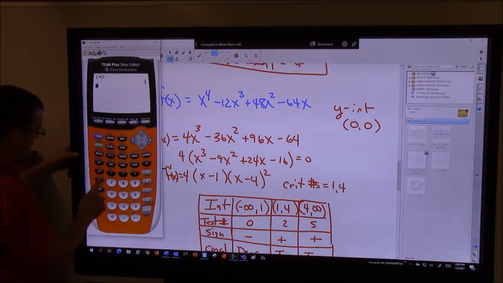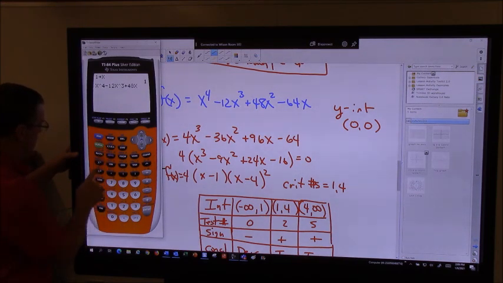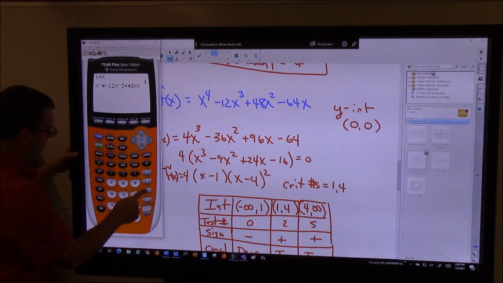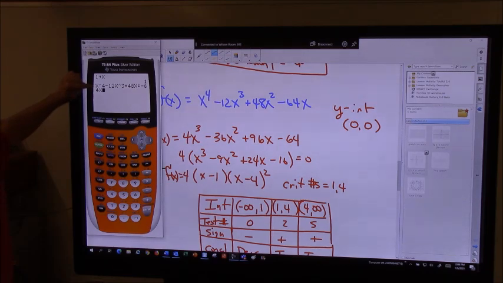My equation is going to be x raised to the 4th minus 12x cubed plus 48x squared minus 64x. So the good news is I'm not going to have to type this in again, right? We can go back and use our memory to help us with that.